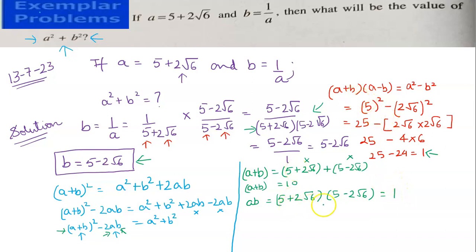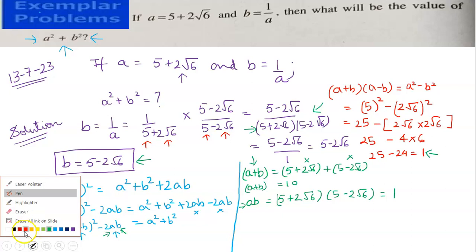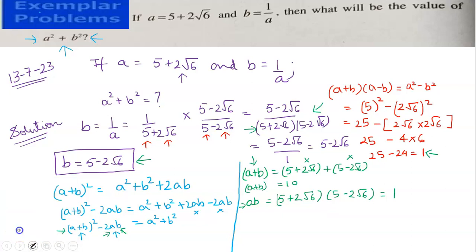(a + b)(a − b), same here. a² is 5², and what is the value of b? 2√6, so (2√6)² is 24. 25 minus 24 is equal to 1. Are you following? So we have found the value of a + b, and we know the value of ab, so we will substitute here. Again I am changing ink so that you can easily differentiate, students.